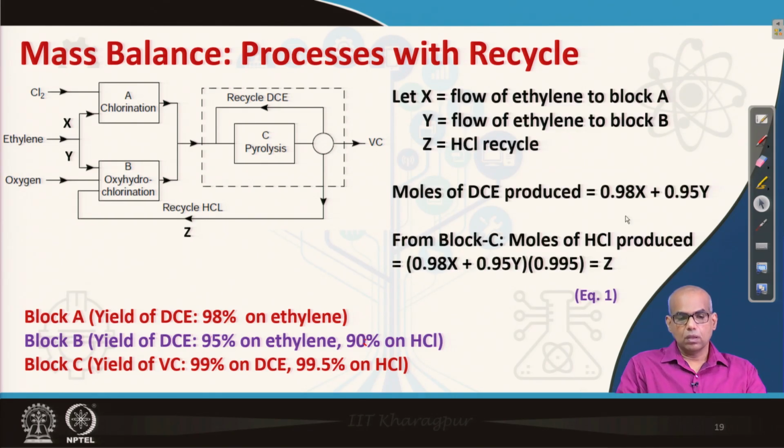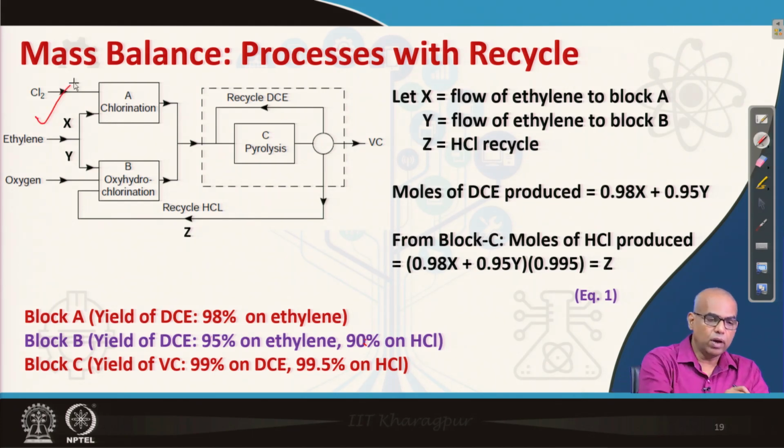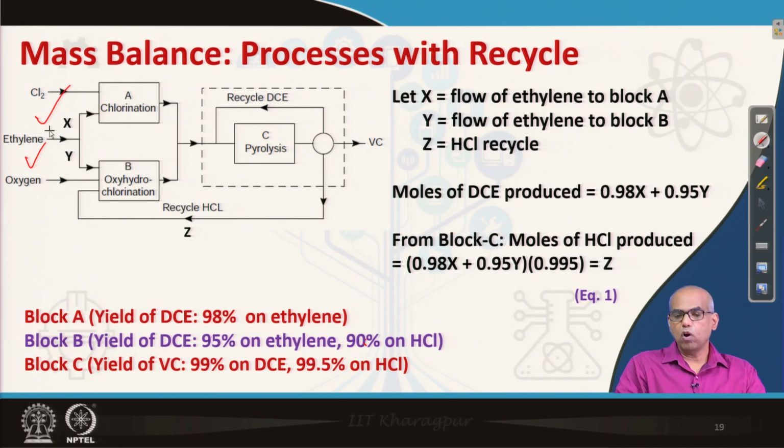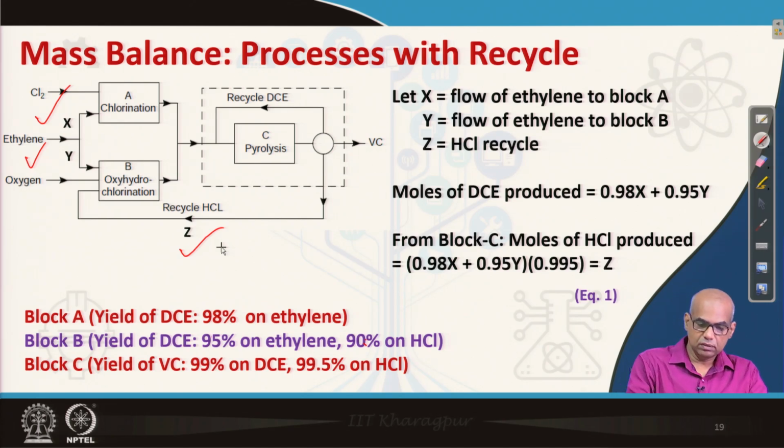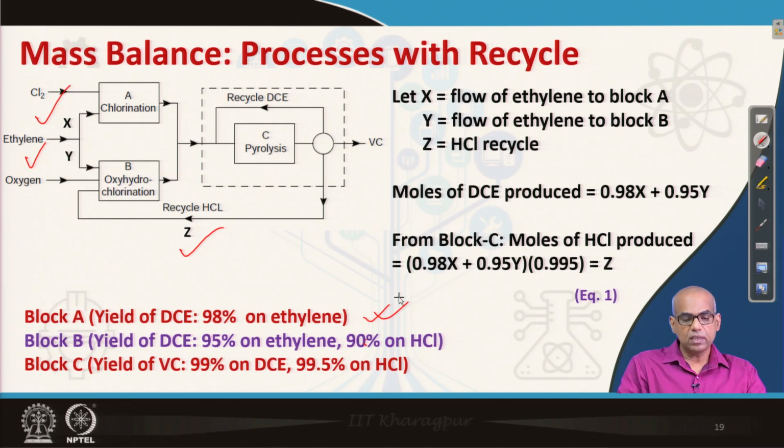Now, let us assume that X be the flow of ethylene to block A. And Y be the flow of ethylene to block B, and Z equal to HCl recycle. What is the moles of dichloroethane that is produced? Note, the yield of dichloroethane is 98% on ethylene in block A.